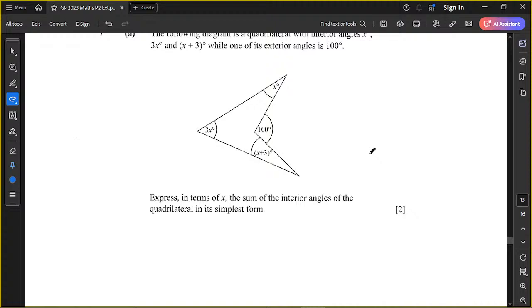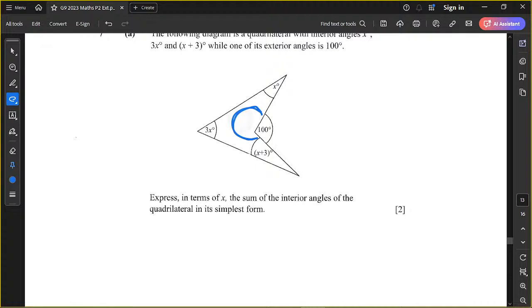simplest form. Okay, so here the tricky part is this angle is not given. We know this is a quadrilateral, that means it has got 4 angles. So first, before we do anything, we need to find the value of that angle. Now how can we get the value of that angle? We can use the property which is angles on a point add up to 360 degrees.